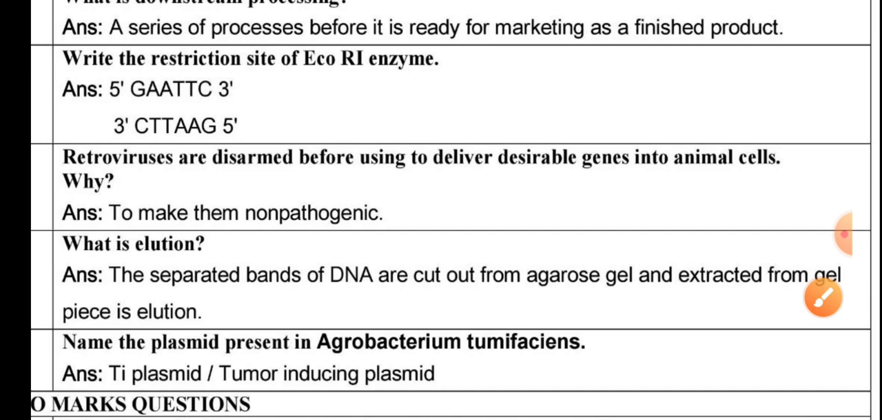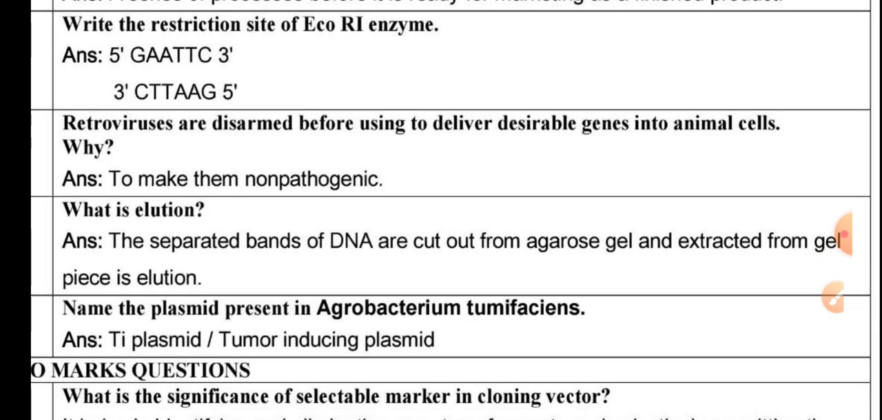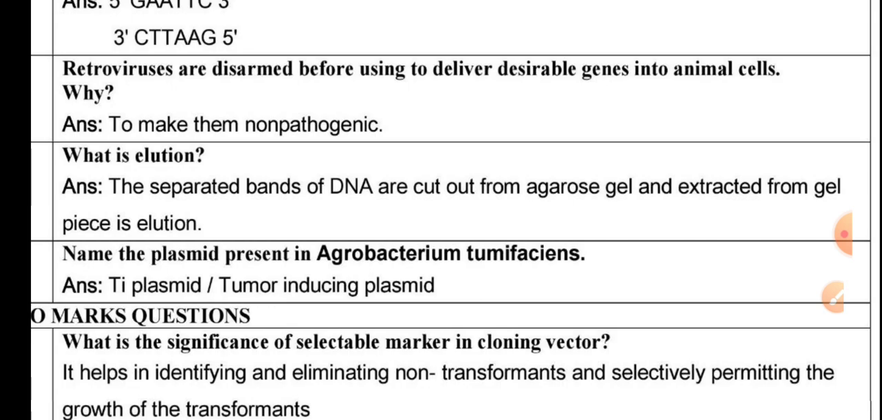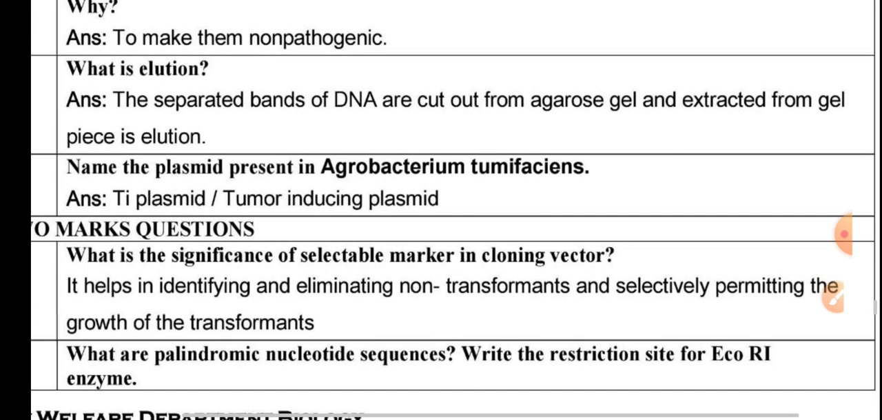Retroviruses are disarmed before using to deliver desirable genes into animal cells. Why? To make them non-pathogenic.